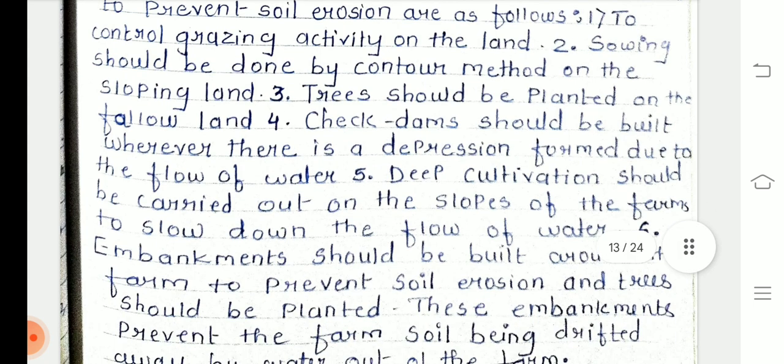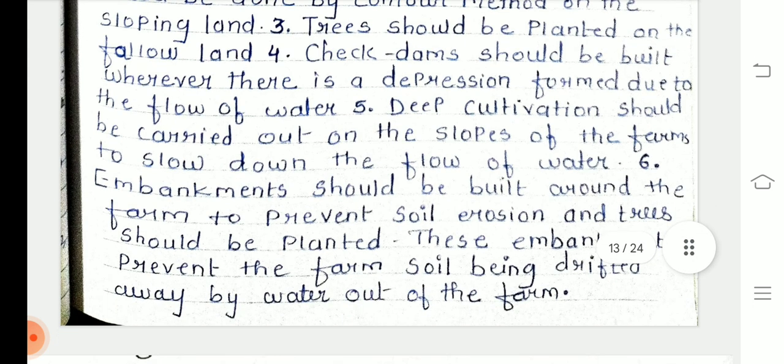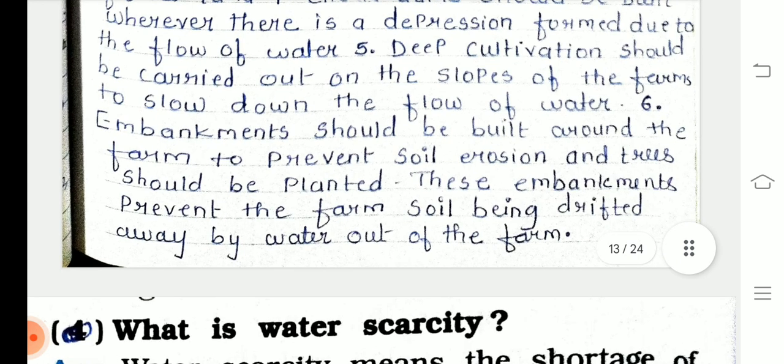Deep cultivation should be carried out on the slopes of the farms to slow down the flow of water. Embankments should be built around the farm to prevent soil erosion, and trees should be planted. These embankments prevent the farm soil from being drifted away by water out of the farm.